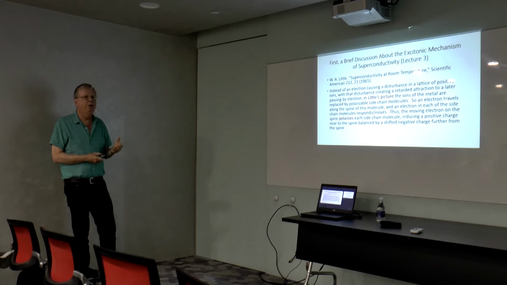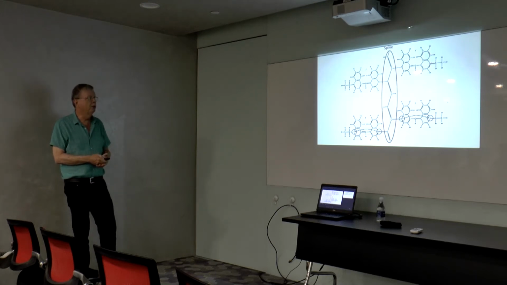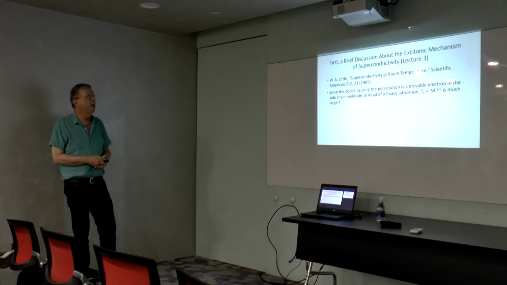And of course, if you think about the chemistry, the possibilities for looking at side chain molecules on things, I mean, it includes DNA. So there's just a whole smorgasbord of possibilities here. And so the moving electron polarizes each side chain molecule, inducing a positive charge near to the spine, balanced by that shifted negative charge further away. And so that's the excitonic mechanism, that's the idea.